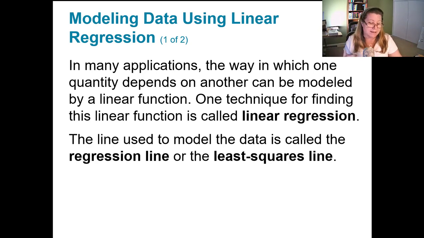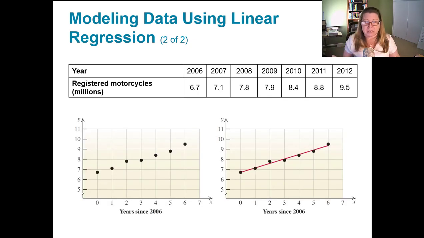So let's see that. Here you're given some data. By plotting these points, the years 2006, 2007, all the way through 2012, and the data points of registered motorcycles as 6.7, 7.1, and so forth through 9.6, when you plot those on the coordinate plane, it looks something like this. It's not a perfect line. It's not a straight line.